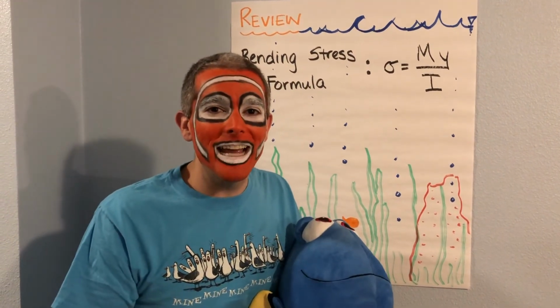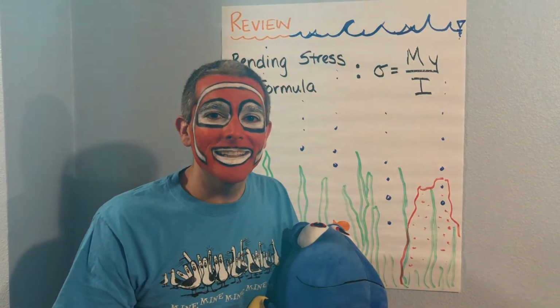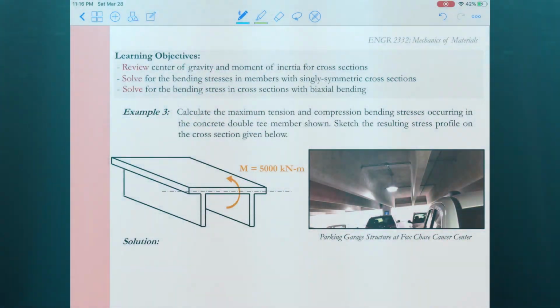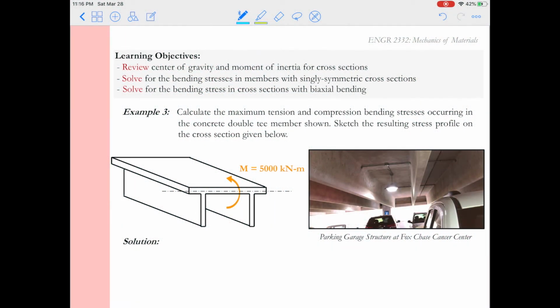Now let's look at an example to apply this formula. In this example, we're asked to calculate the maximum tension and compression bending stresses occurring in a concrete double T member. Now, where might we see a concrete double T member?